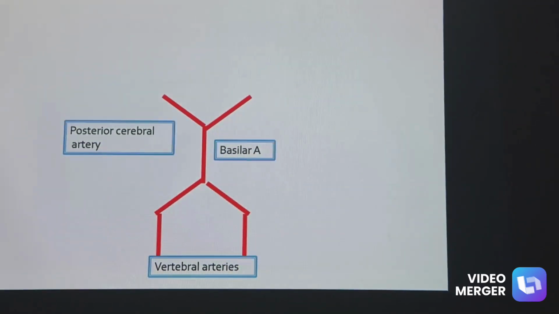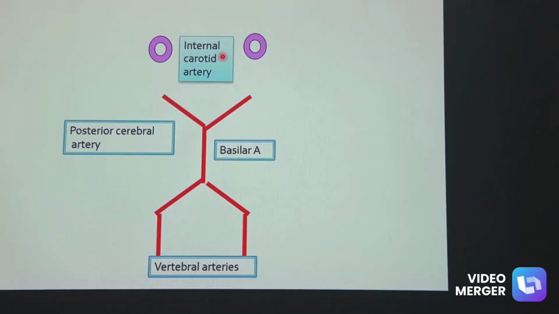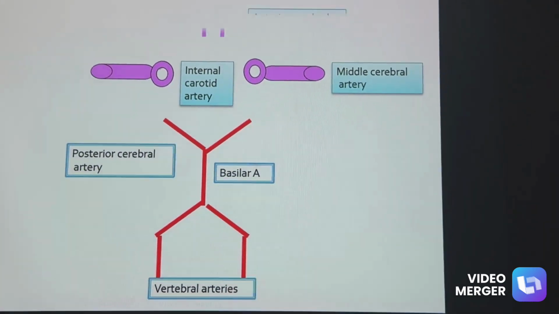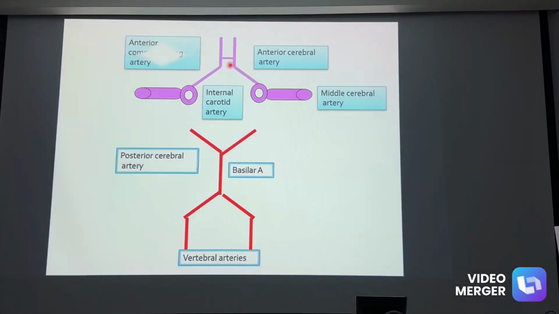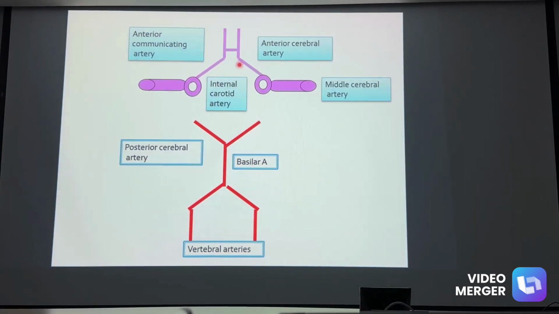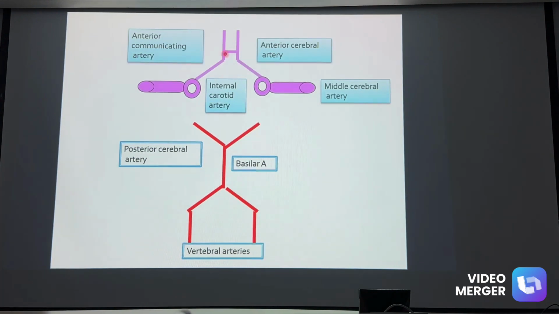The basilar artery gives off the posterior cerebral arteries, right and left. Anteriorly, we have the left internal carotid artery and right internal carotid artery. They give branches to the middle cerebral artery on both sides, and the anterior cerebral artery, left and right, with the anterior communicating artery, which originates from the proximal A1 segment of the anterior cerebral artery, and is a very common site of aneurysm in the brain.